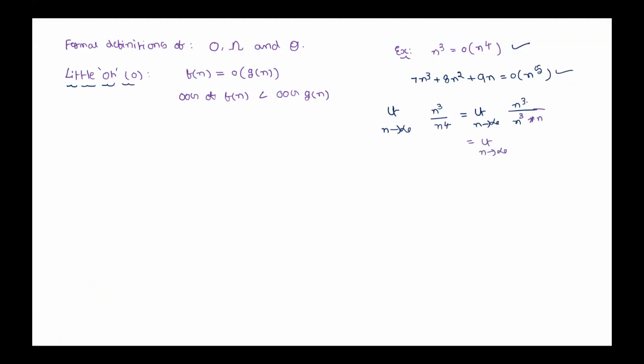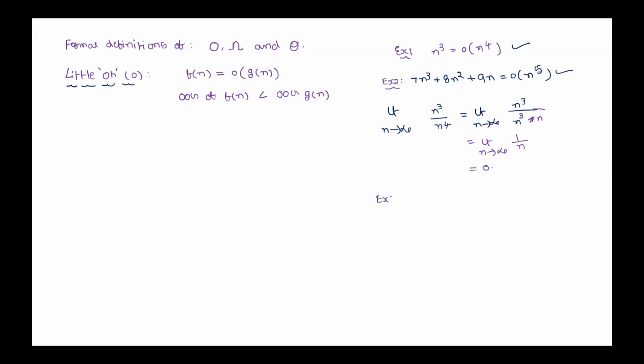So if n cubed and n cubed gets cancelled, then what do we get? Limit n tends to infinite 1 by n. What is limit n tends to infinite 1 by n? Zero, sir. It is 0. So similarly, this is with respect to example 1. Now we call this example 2.